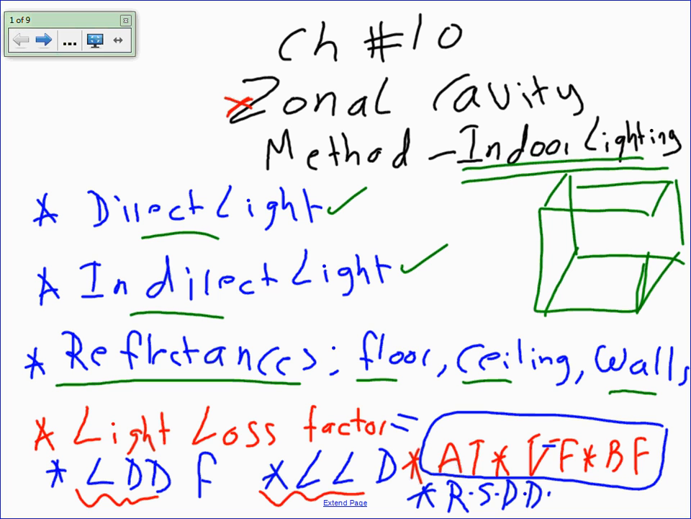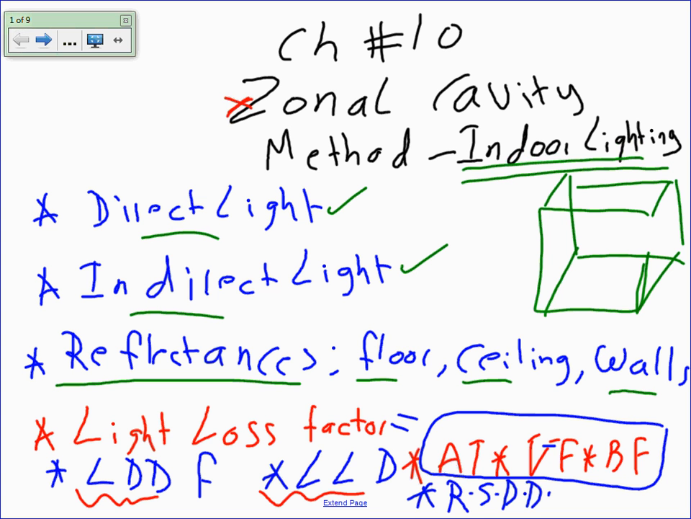So LLD, LDD, the dirt depreciation factor, room surface depreciation, we got that one. Lamp lumen depreciation, LLD, and we have lumen dirt depreciation. Lumen dirt depreciation is another factor that we have to take into consideration. So all these factors, guys, LDD, LLD, AT, VF, BF, and RSDD, all of them are in page 83.